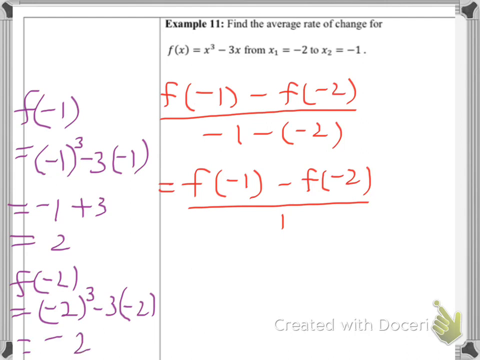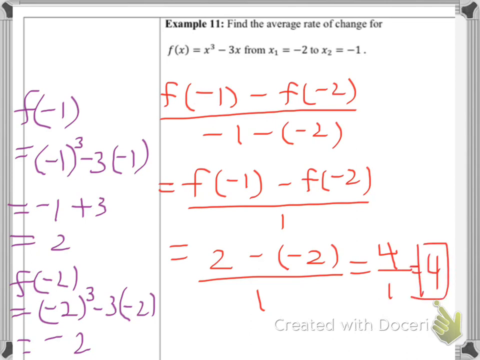All right, so now we can come back over and input our values. So f of negative 1 is 2, so we have 2 minus f of negative 2, which is a negative 2, all over 1. So it's very easy in this example especially to get 0 as your answer. So if you got 0, that means you missed your negative, so be very careful. All right, because that's 2 minus a negative 2, so that's going to be 2 plus 2. So we're going to get 4 over 1 or just 4.